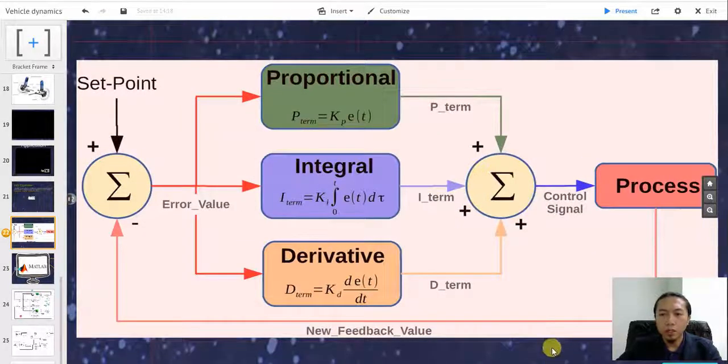So basically the diagram will look like this. The PID controller is the most used feedback control design. PID is a short form, as I mentioned just now, for proportional, integral, and derivative. It shows the three terms operating on the error signal to produce a control signal here.